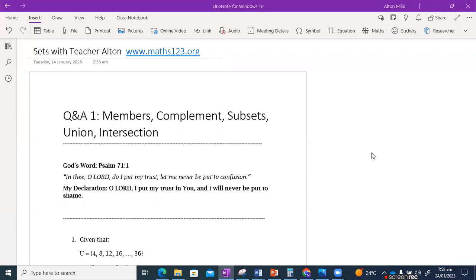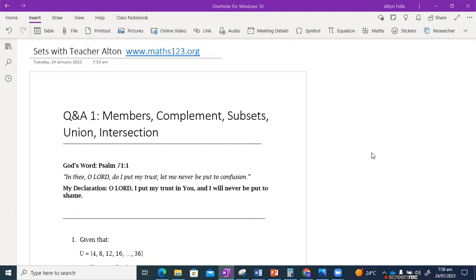Oh, it's a wonderful day today, and welcome to this session on sets. Today we'll be looking at members, complement, subsets, union, intersection of sets. So we have a lot in store.